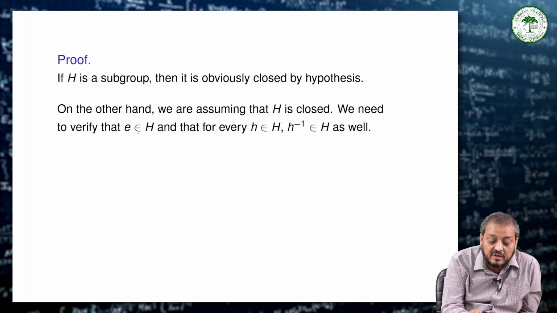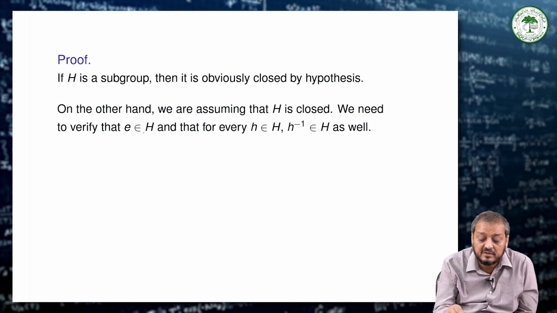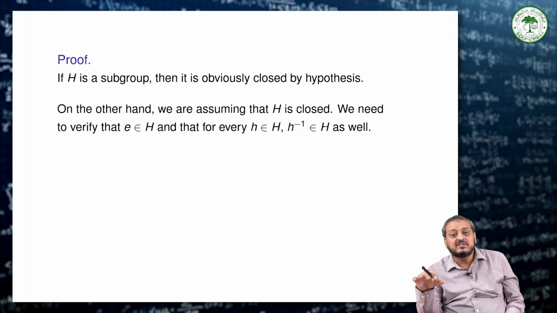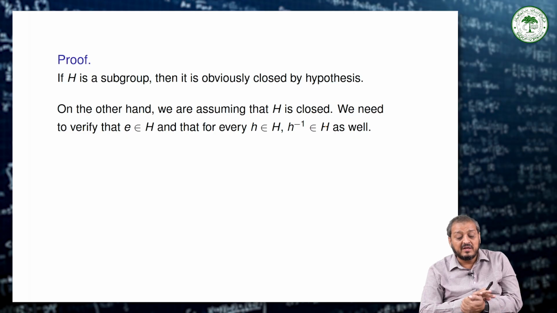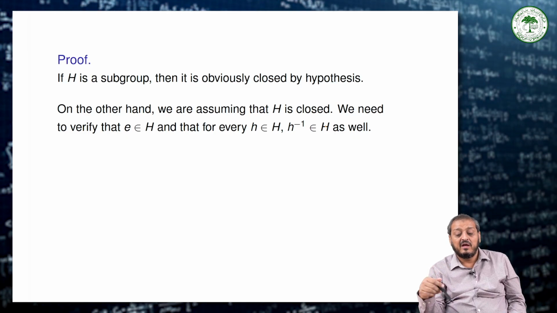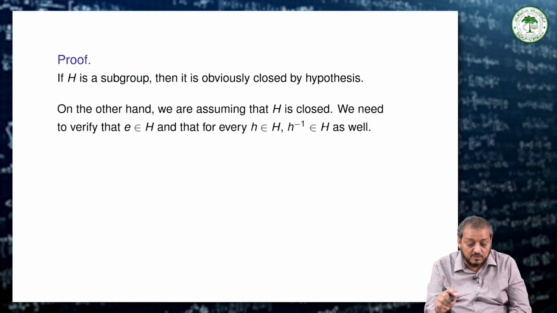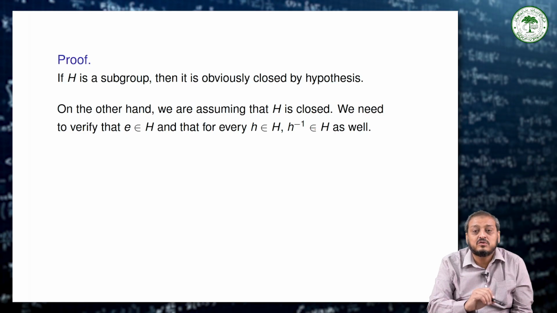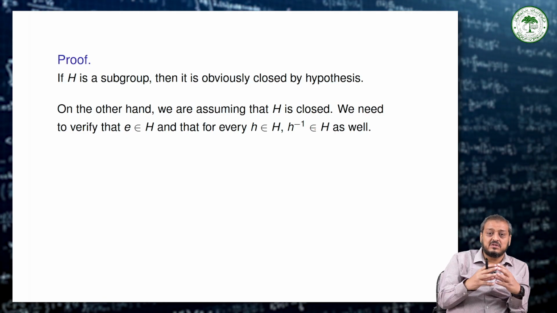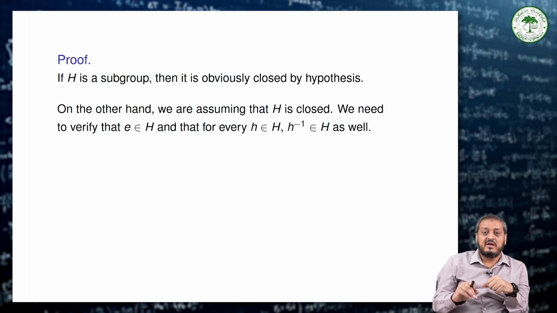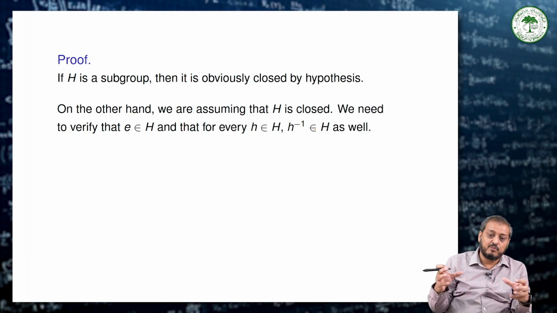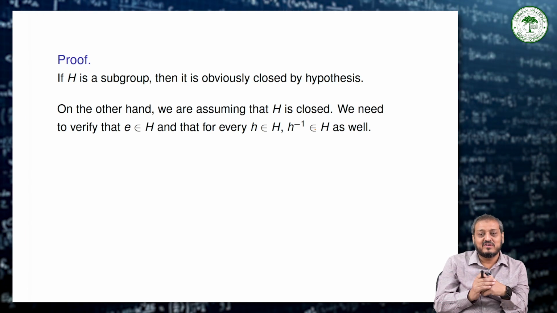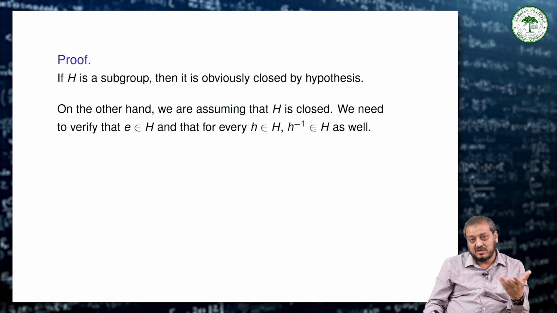We need to verify that the identity belongs to H, and that for every element h in H, its inverse h inverse also belongs to H. We have to try to prove first that the identity belongs to H, and that h inverse is also in H. If we prove these two properties, then by the previous theorem we can say that this is a subgroup.